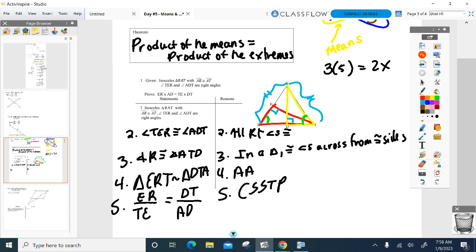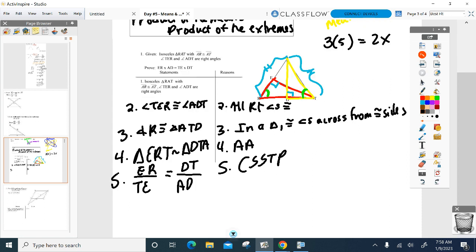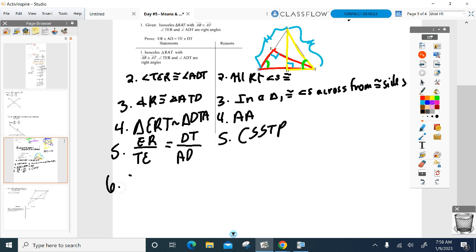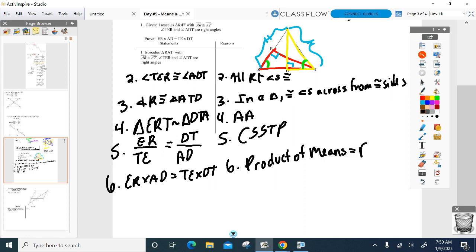And there's Friday. And now we take it one more step. Oh, now you want me to cross multiply? You got it. ER times AD equals TE times DT. That's our last step here. Product of, and there's no shorthand here. Sorry, suck it up. Product of the means equals product of the extremes.